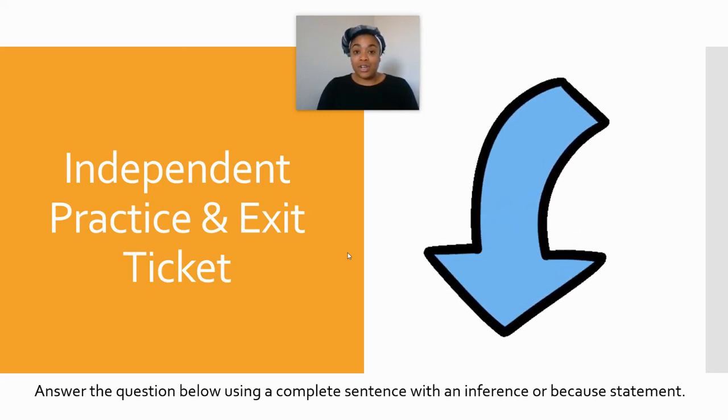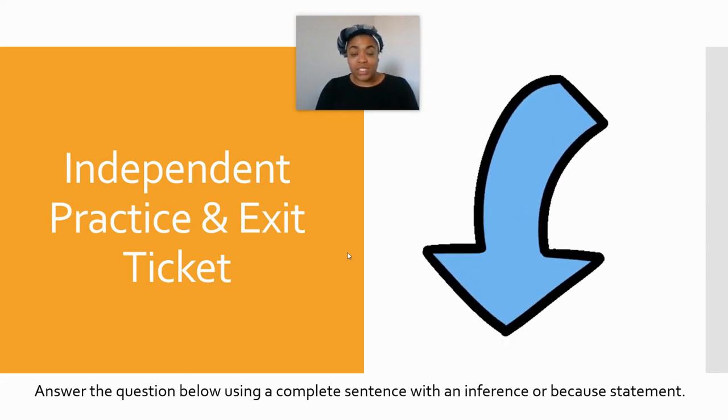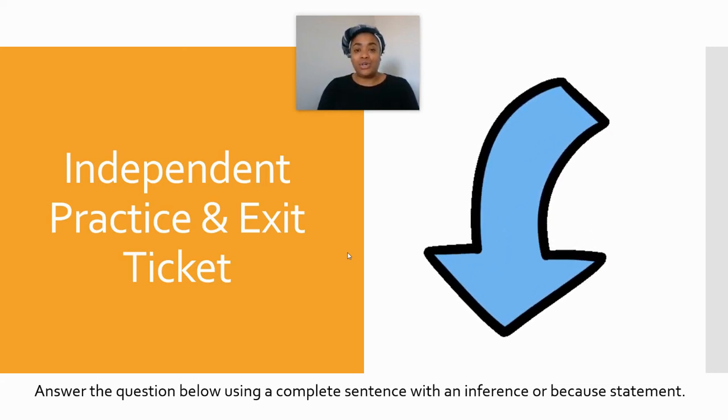Scholars, be sure to respond using an ACE paragraph in today's exit ticket. Your paragraph must include an argument, context, two pieces of evidence, and an analysis. When you're writing your independent response, be sure that you offer a claim with an inference or a claim with a because statement.